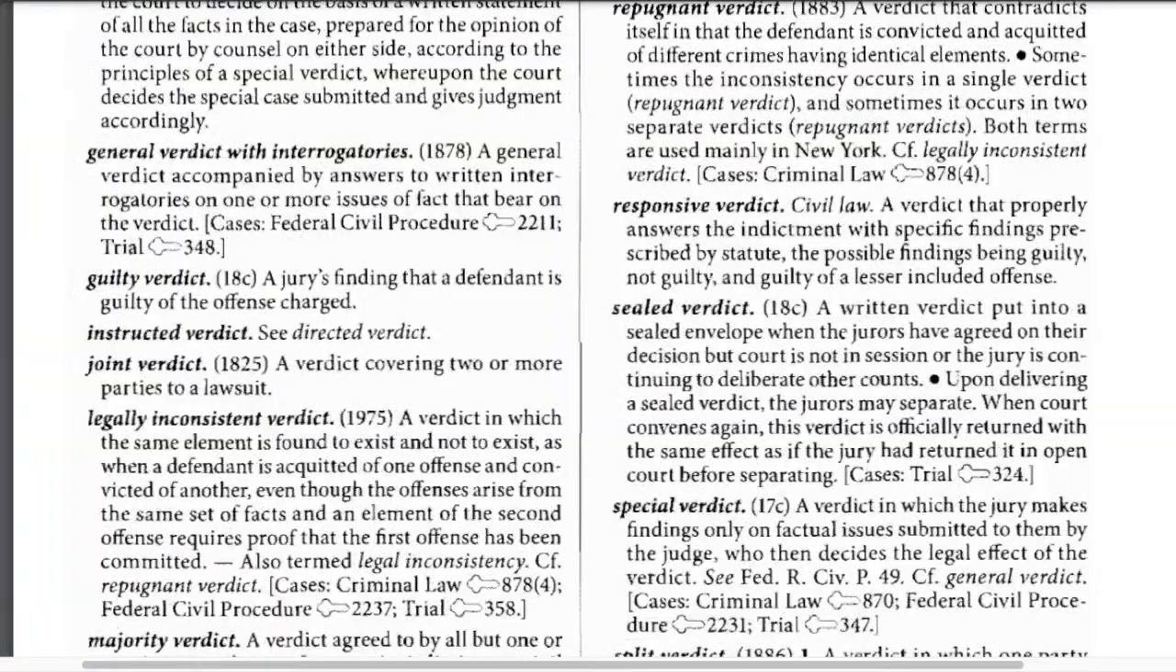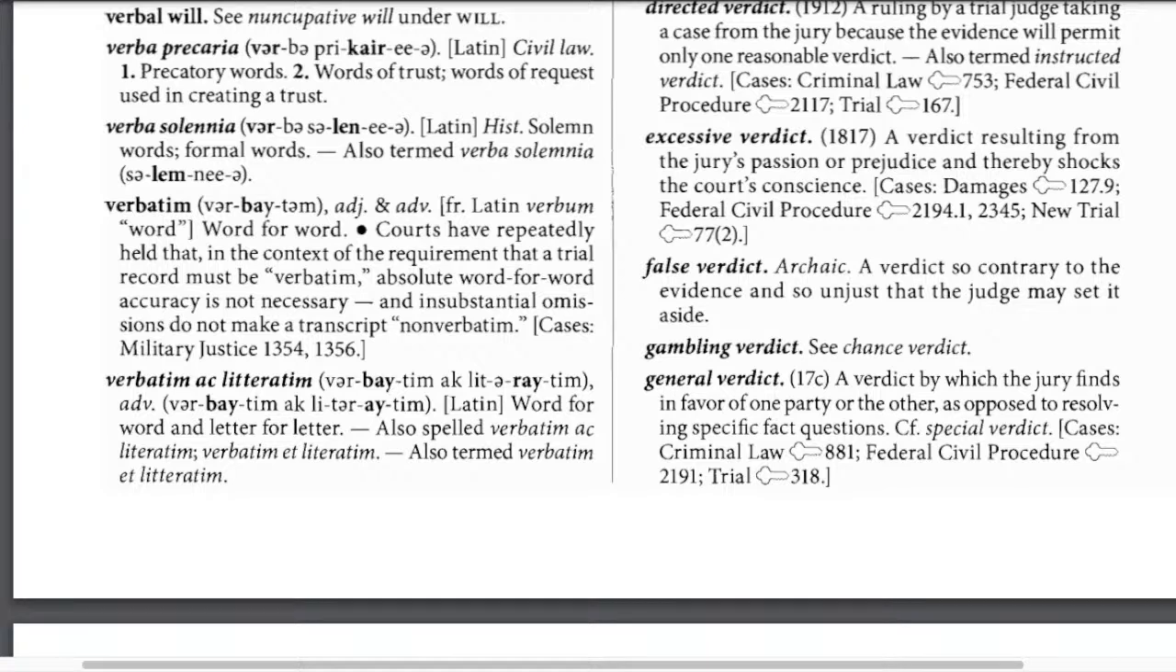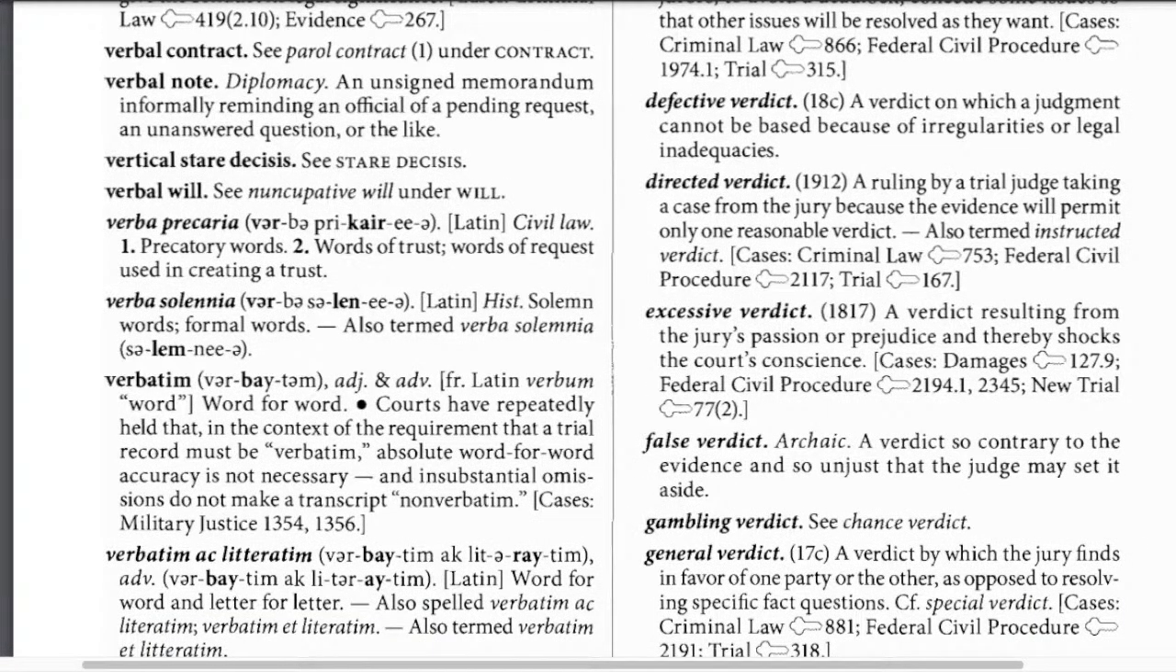So we want directed verdict. Let's see here. General verdict, gambling verdict, directed verdict. Here we go. Okay, let me make sure this is on the screen. Indeed. 1912. So this is current somewhat. A ruling by a trial judge taking a case from the jury because the evidence will permit only one reasonable verdict. Also termed instructed verdict. Wow. So there you go. It's a ruling by a trial judge taking a case from the jury because the evidence will permit only one reasonable verdict. Wow, that's a good one to know.